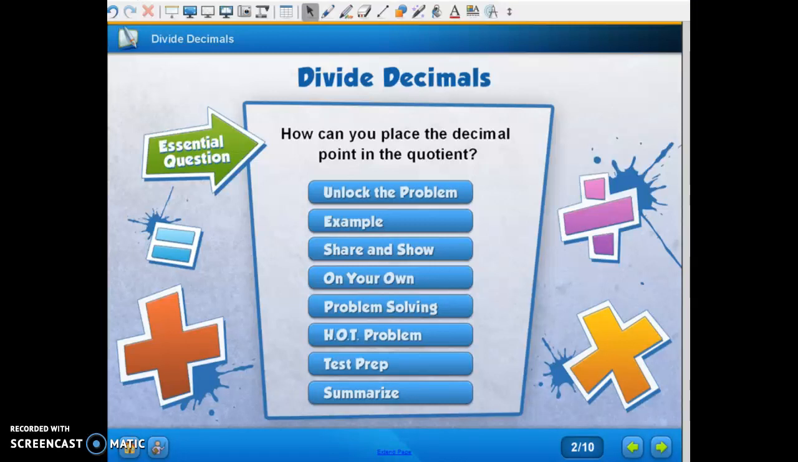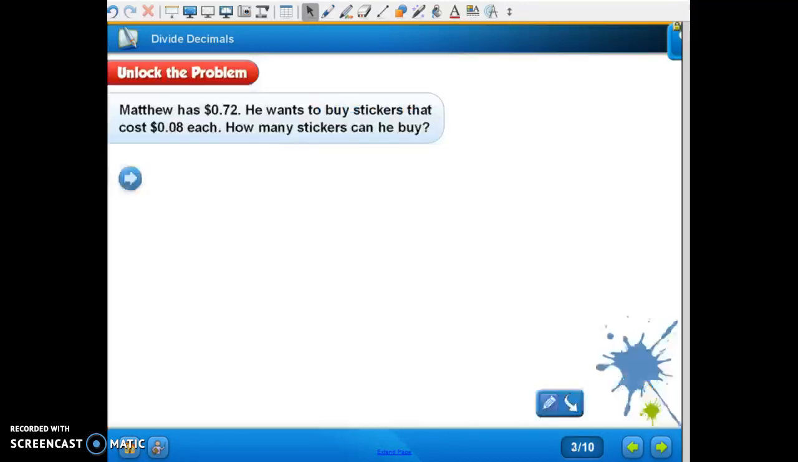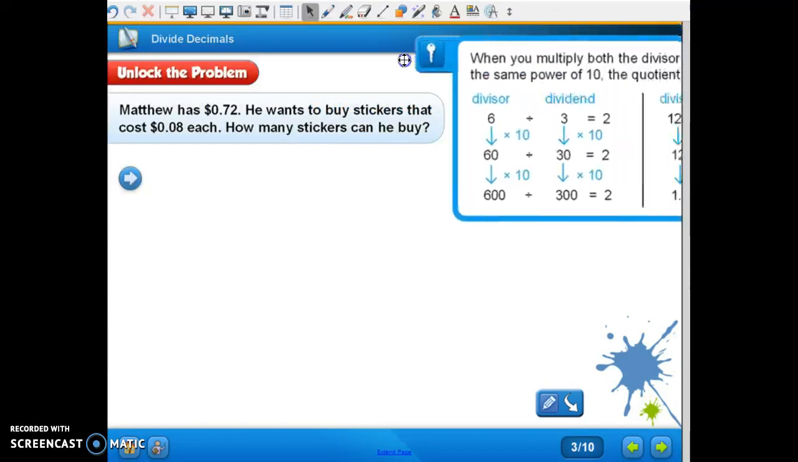Today we're looking at lesson 5.6, divide decimals. And we're going to figure out how you can place the decimal point in a quotient. First, let's do a little review here.